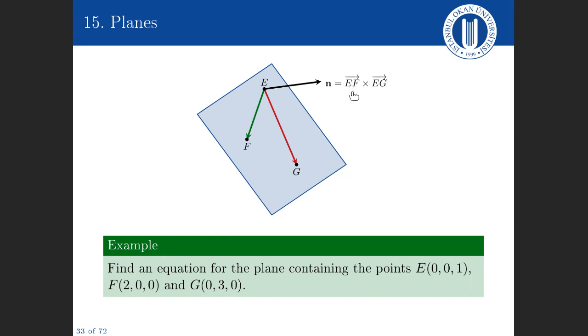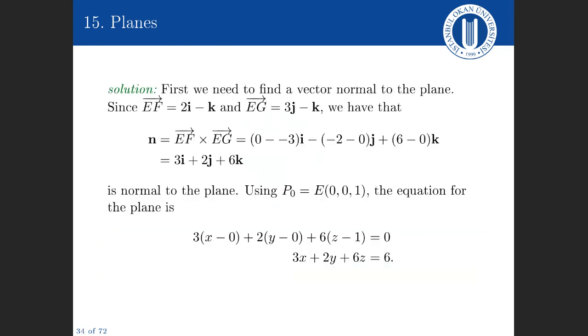For the normal vector, we're going to take EF cross EG, because this vector is orthogonal to EF, and it's orthogonal to EG. So we're going to take n is equal to EF cross EG. I'll leave it for you to calculate that this is 3i plus 2j plus 6k. We need a point on the plane. We could choose any one of the three points in the question. I'm going to choose (0, 0, 1), but it doesn't matter which one we choose.